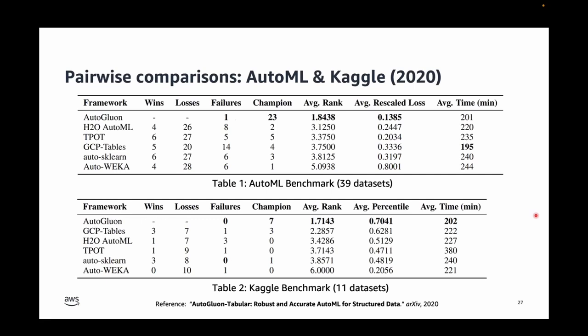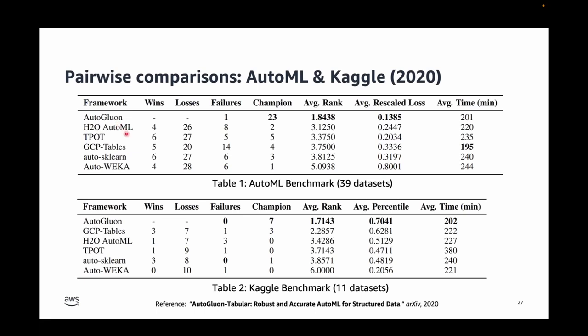So the earliest comparison is in the original AutoGluon tabular paper, where it was compared to some other AutoML systems, both open source and proprietary ones, using some data sets from the AutoML benchmark and some tabular data sets. And the results were quite promising. I want to go over what these different columns mean, because we will see similar tables a few more times in this presentation.